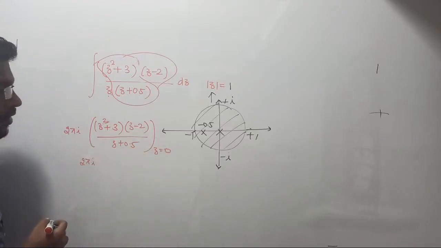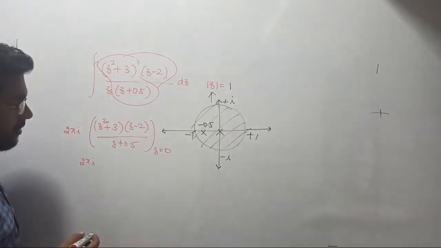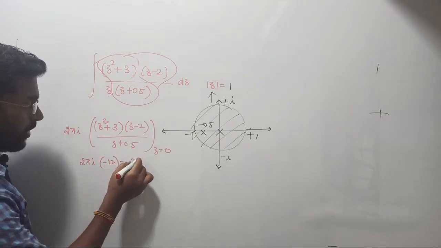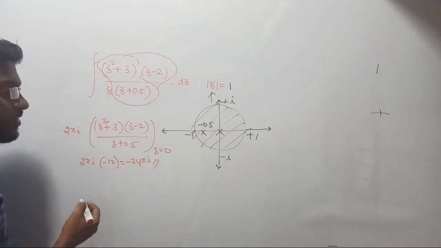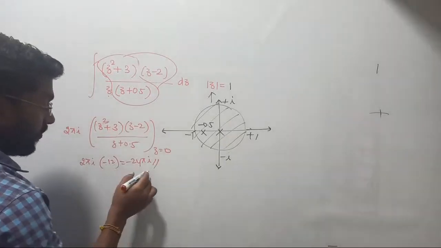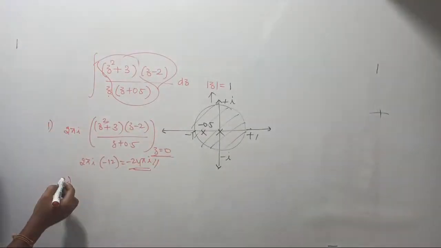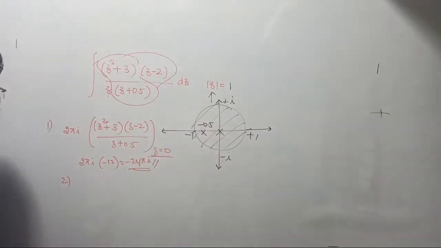2 pi I into 3 into minus 2 minus 6, that is minus 12, right? So that is minus 24 pi I. That's all. That is your answer. Suppose you are considering the first pole, when we are removing z equal to 0, right? For the first one. Second, we should remove the second pole also. That pole also lies inside the region.